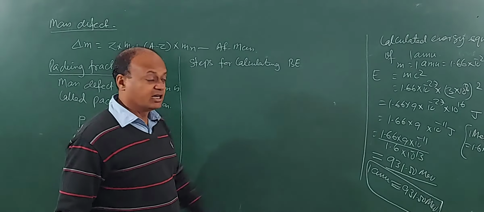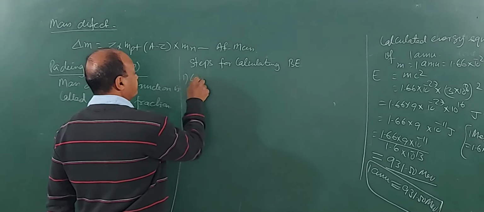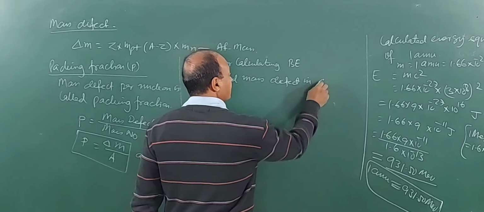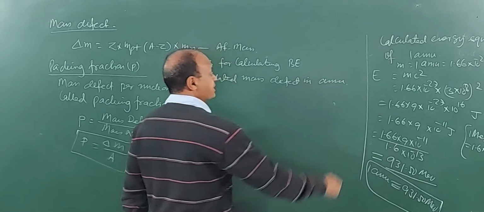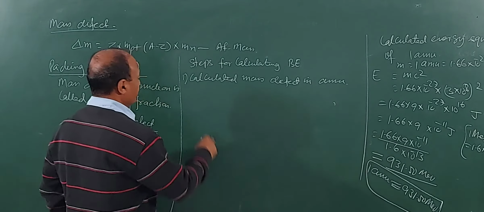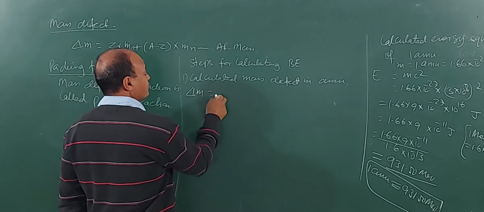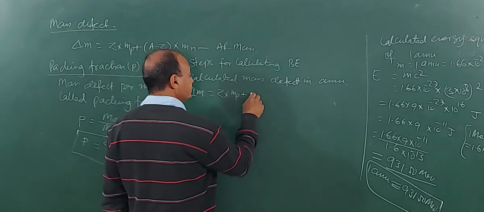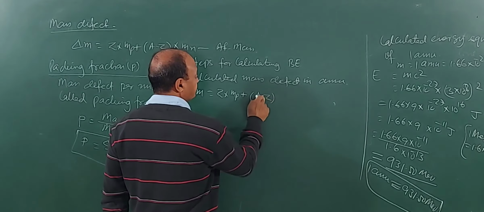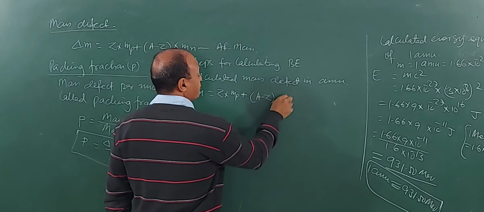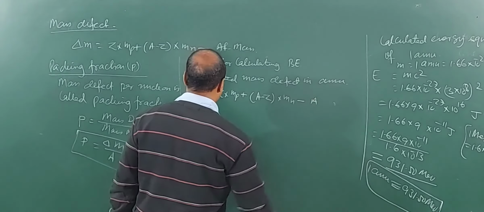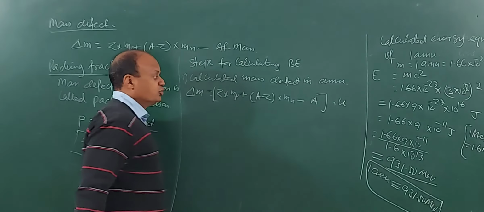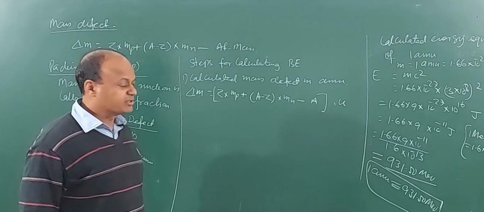Steps for calculating binding energy are: Step 1, calculate mass defect in AMU. So, what formula will we use? Delta M is equal to Z into mass of proton plus A minus Z into mass of neutron minus atomic mass. And this you will convert in terms of atomic mass unit. U, you can write U or you can write AMU, both are basically equivalent.